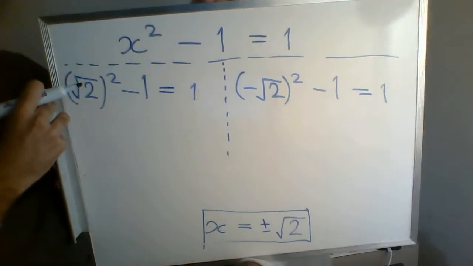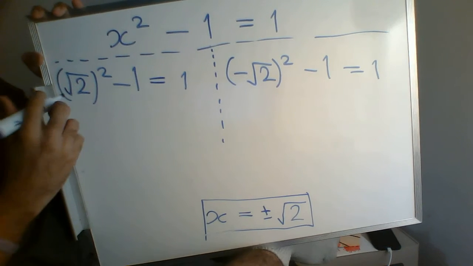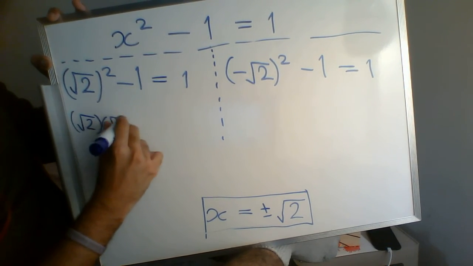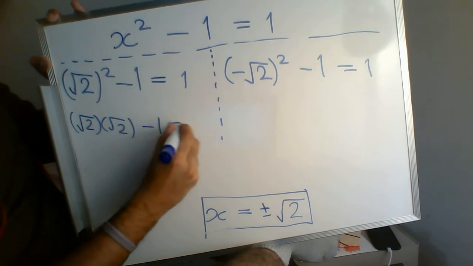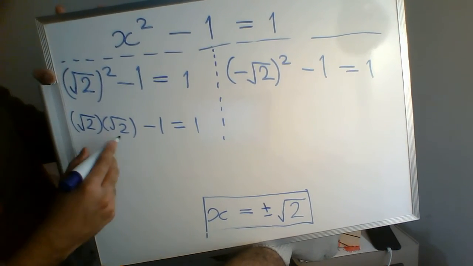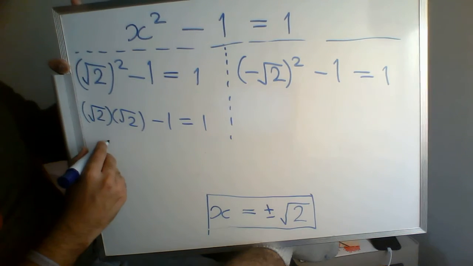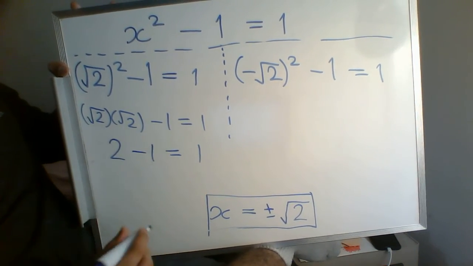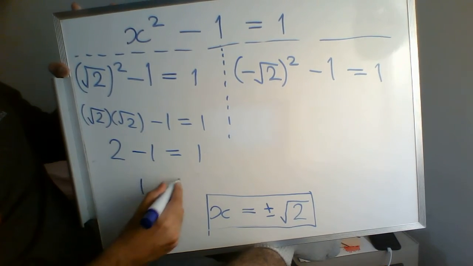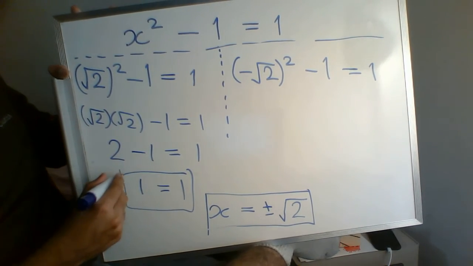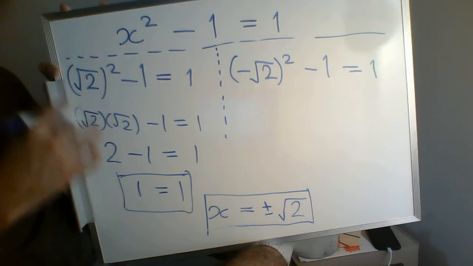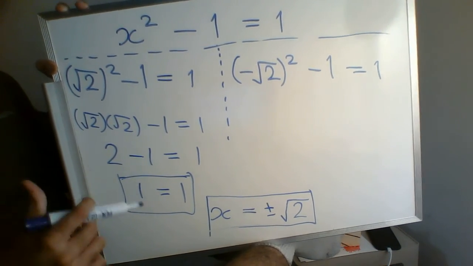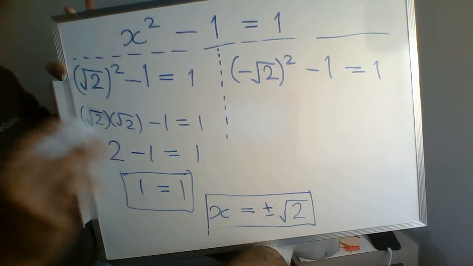Now, when you square a number, the answer is always going to be positive. So the square root of 2 squared is going to be the square root of 2 times the square root of 2, minus 1 equals 1. Square root of 2 times square root of 2 is going to give us 2. Minus 1 equals 1, and 2 minus 1 equals 1. So we can confirm that on the left side, with this positive square root of 2, the math checks out. So x can be the positive square root of 2, no problems.